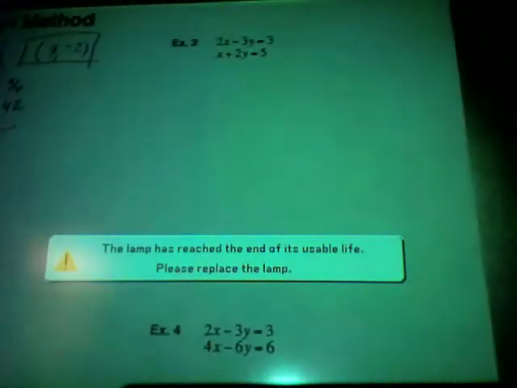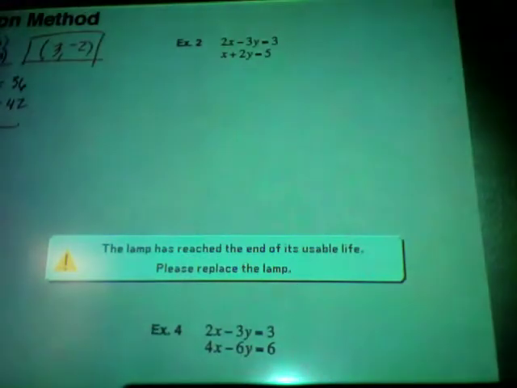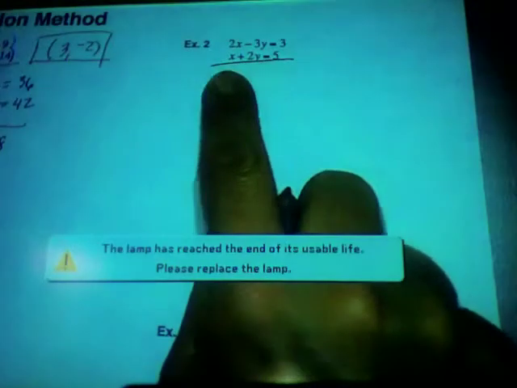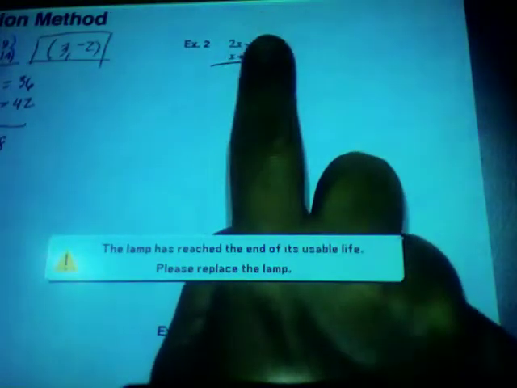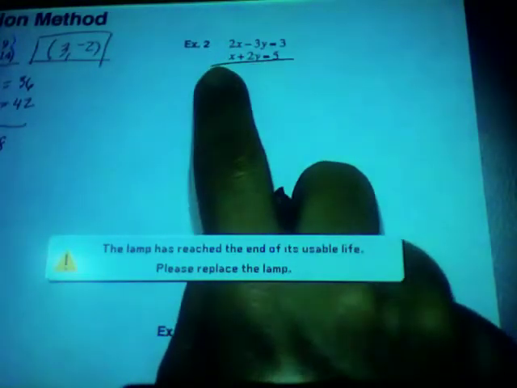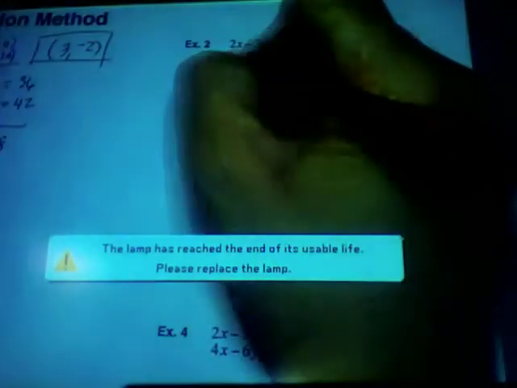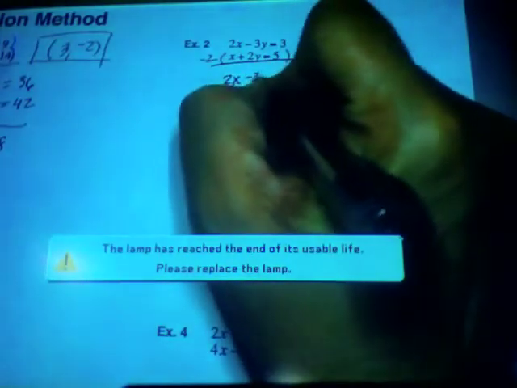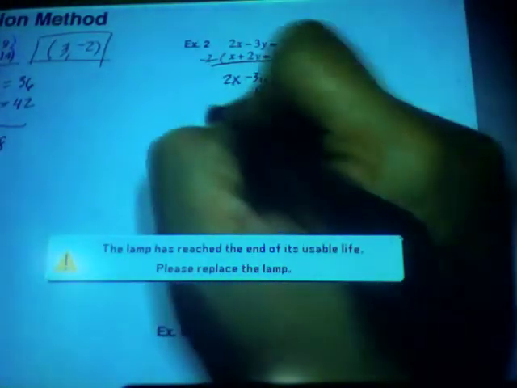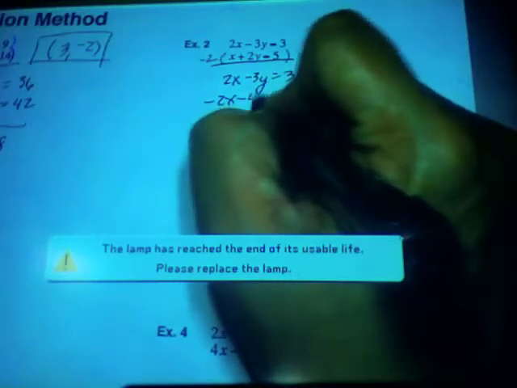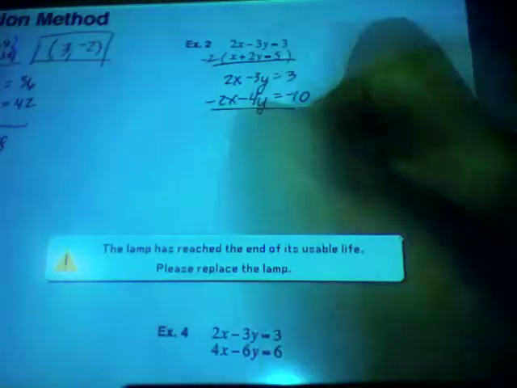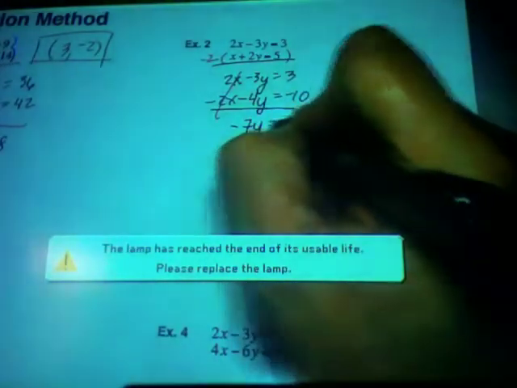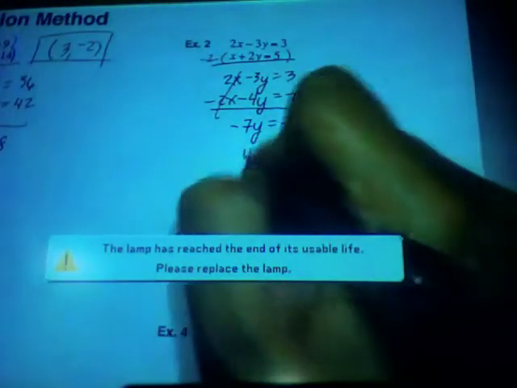Alright, so then let's look at number 2. What's smart to get rid of here? I would get rid of the x. Even though this has a plus or a minus, you'd have to multiply both top and bottom by something, but here, can't I multiply the bottom equation by a negative 2 and I'd have less work? So the top equation doesn't change, I'm still going to rewrite it, but the bottom equation becomes negative 2x minus 4y equals negative 10. So now my x's cancel. I have a negative 7y equals negative 7. So shouldn't y equal positive 1?